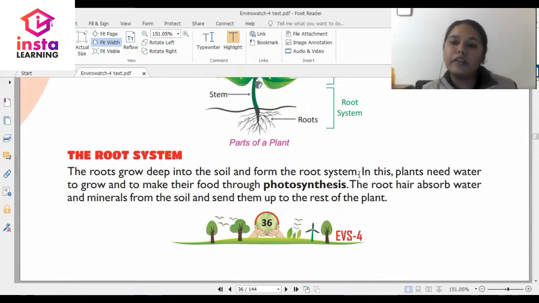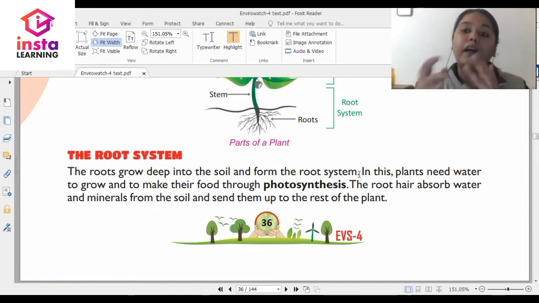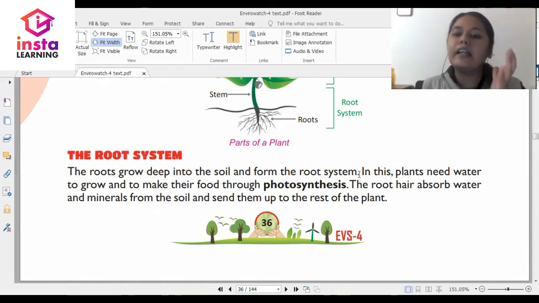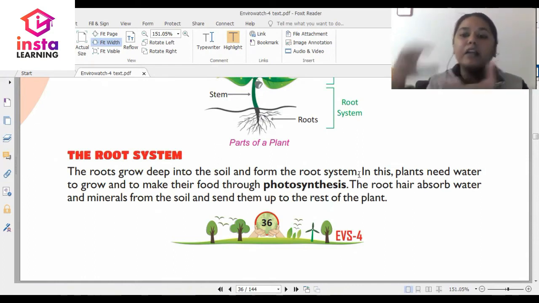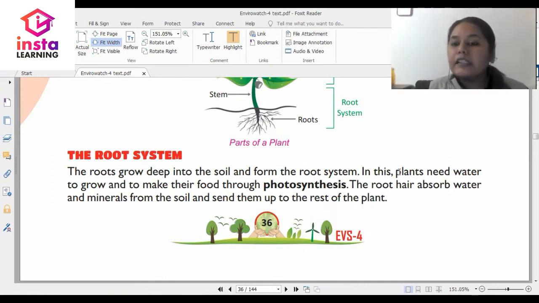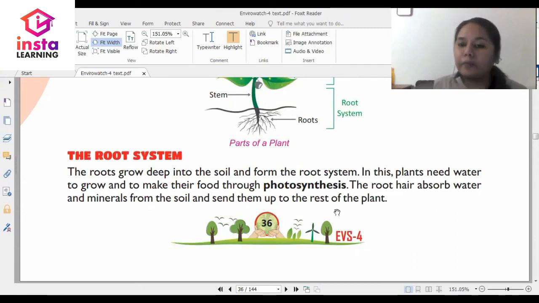See, if we are to understand what exactly roots are, roots are like the legs of the plant. How do you stand straight? Because of your legs, right? So, these roots are like those legs, like the base of a plant, which hold the plant in the ground. In this, plants need water to grow and to make their food through photosynthesis. The root hair absorb water and minerals from the soil and send them up to the rest of the plant.